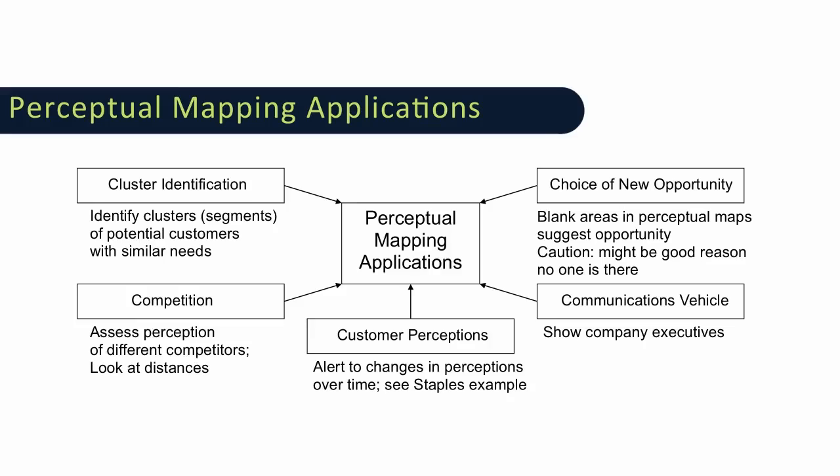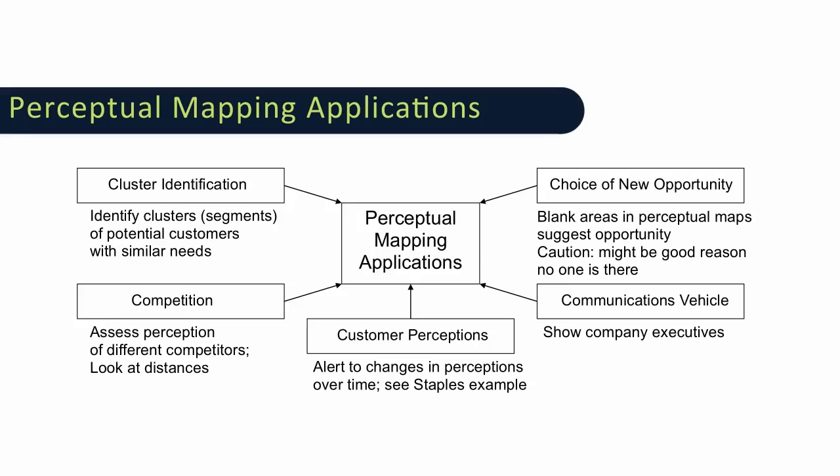Perceptual mapping has several applications. First, we can identify clusters of people, also known as market segments, of potential customers with similar needs. For example, we might find that fine chefs appreciate the feature richness of the Cuisinart brand, so we call those people the chef cluster. Second, we can assess our competition by noting the differences between us and our competitors. Third, we can identify new opportunities by looking for blank spaces in the perceptual map.